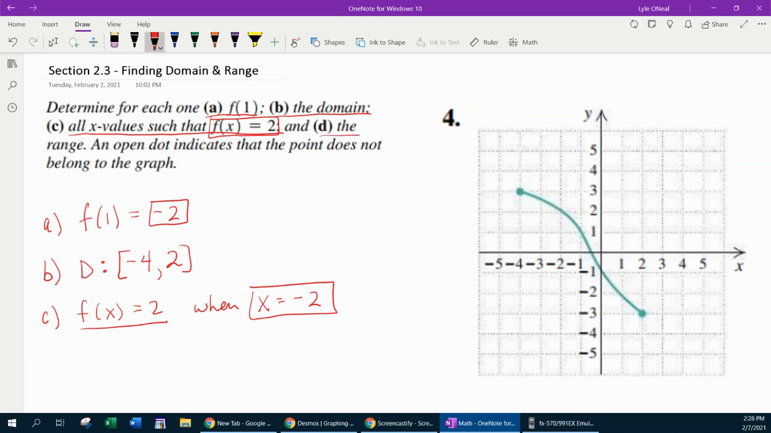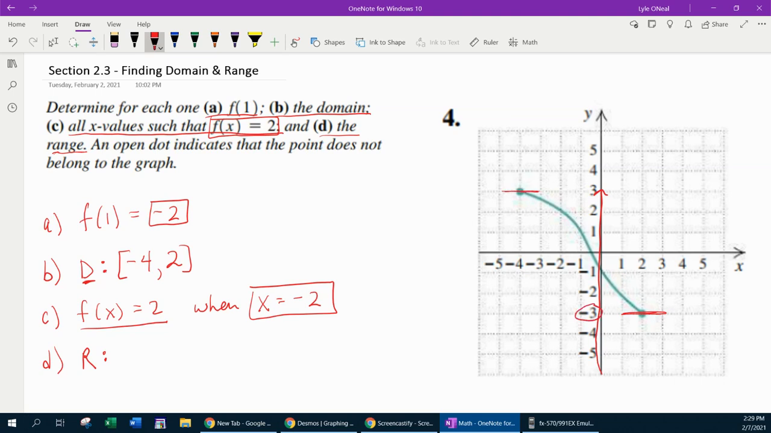Last, we have part D, where they ask us to find the range. So if the domain are the values that x can be, then the range are the values that y can be. So here, instead of going from left to right, like we did for the domain, we're going to go from bottom to top. Like we're a flatbed scanner, scanning from bottom to top. And we need to know, where does this graph start and where does it stop?